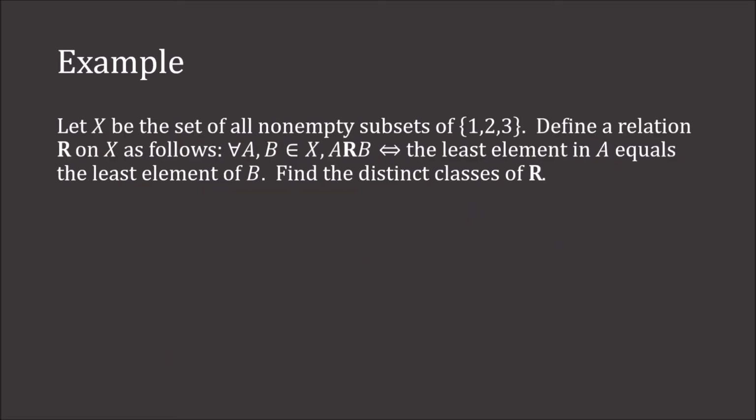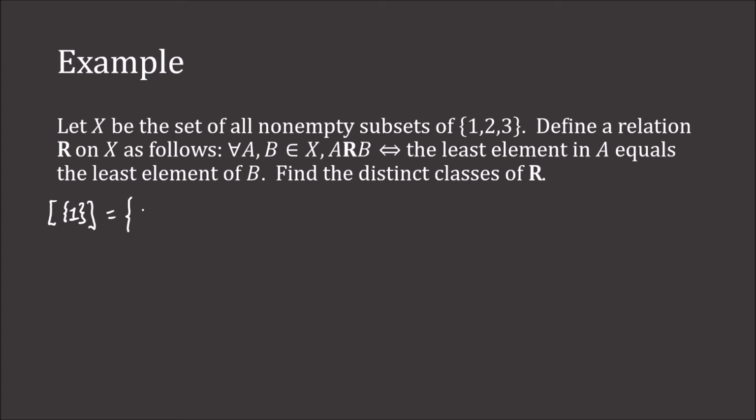Now let X be the set of all non-empty subsets of the set 1, 2, 3, and define a relation R on X as follows. For all A, B in X, A is related to B if and only if the least element in A equals the least element of B. And we want to find the distinct classes of R. Well, we already have shown that this is an equivalence relation. So let's look at the class of the set {1}.